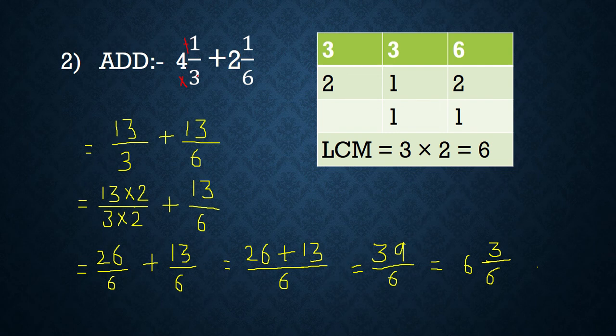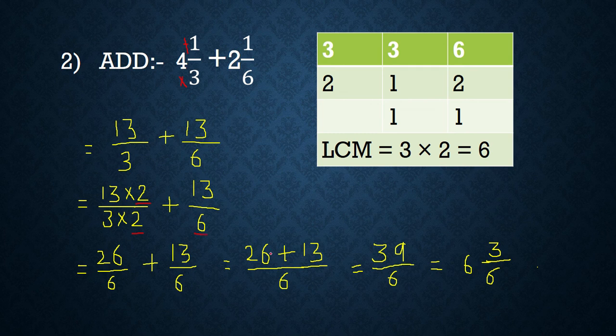So we got 4 threes are 12 plus 1, 13 by 3, and 6 twos are 12 plus 1, 13 by 6. Now the LCM of 3 and 6 we got as 6. Now 3 twos are 6. Over here we have to make 6. 3 twos are 6. Again we have to multiply this. As we have multiplied this denominator by 2, we also have to multiply the numerator by 2. So 13 twos are 26 and 3 twos are 6. Over here we already have 6, so we don't need to do anything.